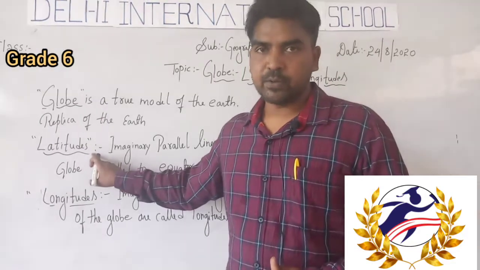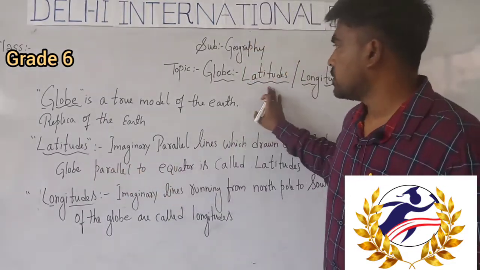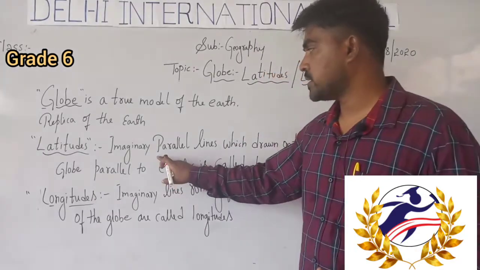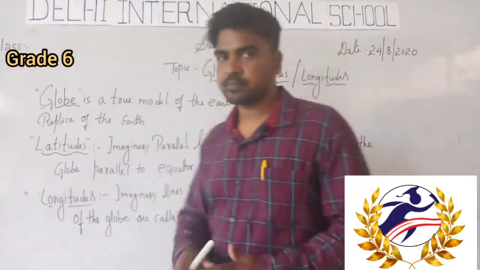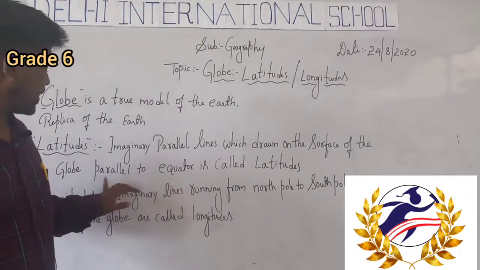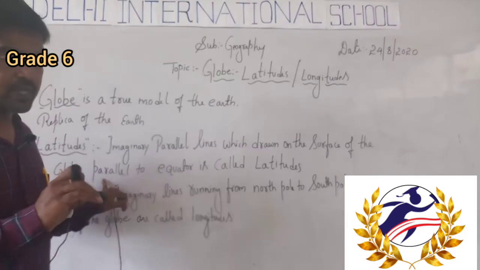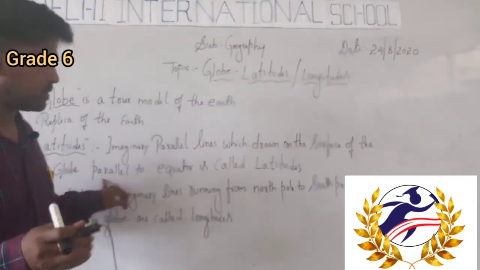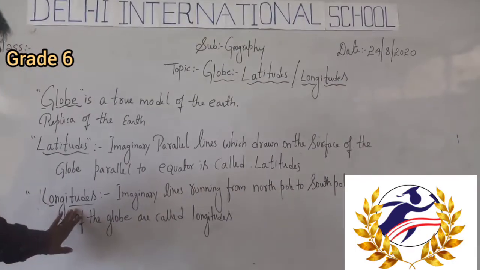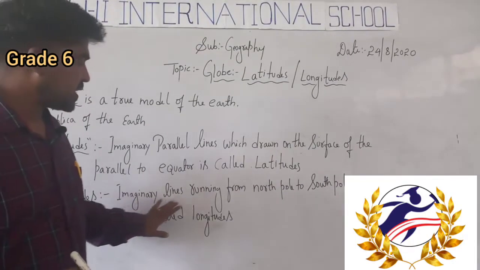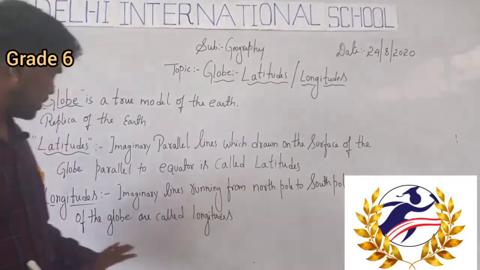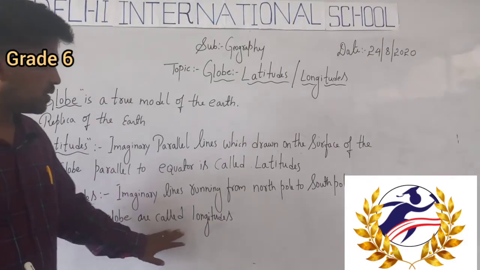Next, the latitudes. Latitudes are imaginary parallel lines, students, which are drawn on the surface of the globe parallel to the equator. Next, the longitudes. Imaginary lines running from north pole to south pole of the globe are called longitudes.